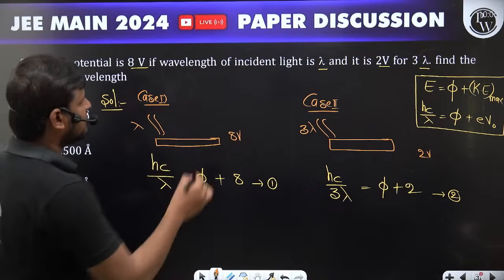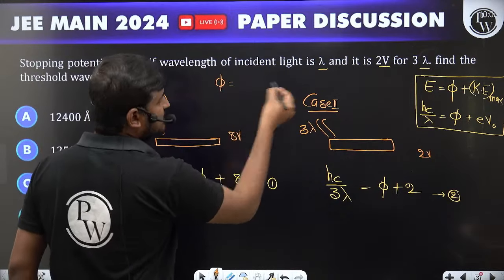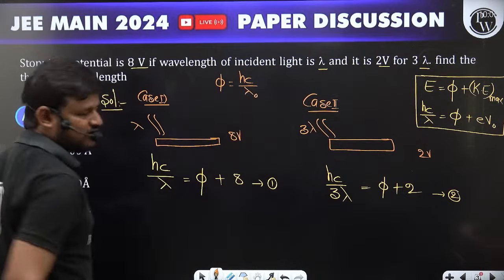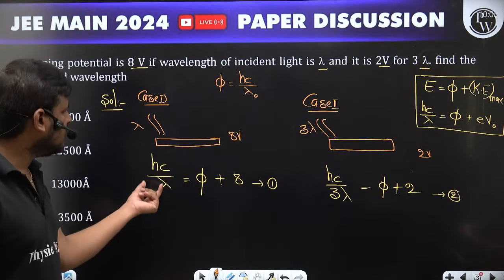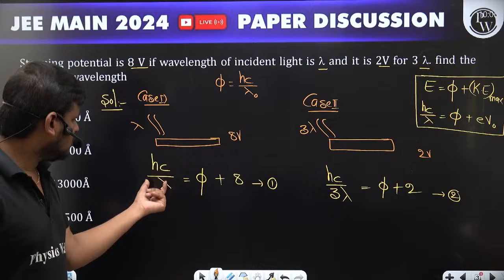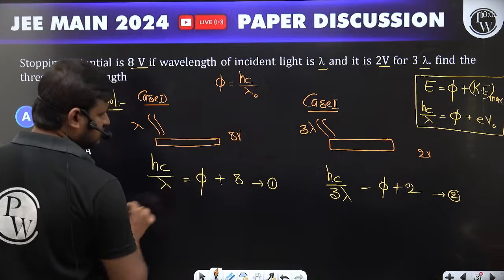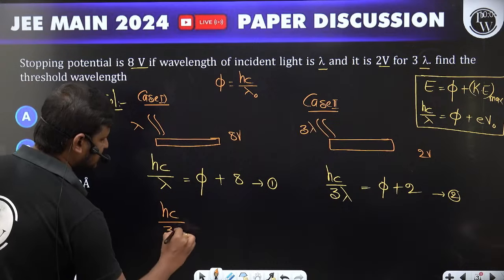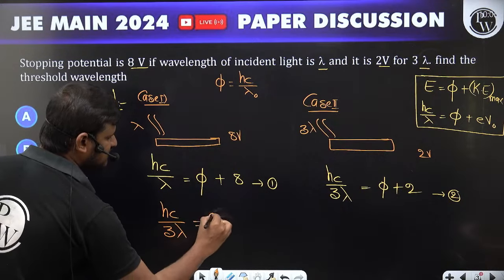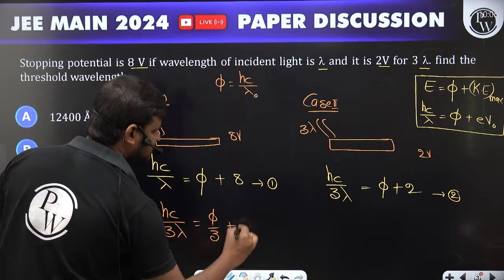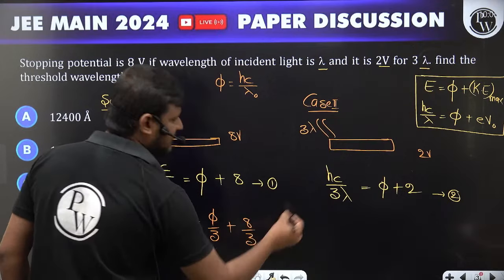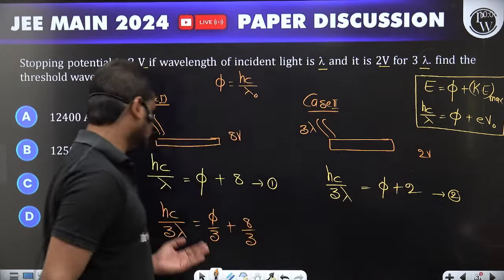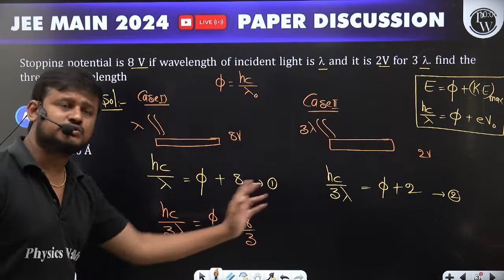The final thing that we have to find is the threshold wavelength. So phi equals hc by lambda naught. From here, you can do some calculations. Let me divide equation 1 by 3, because this becomes hc by 3 lambda. So this is phi by 3 plus 8 by 3. And this equation is already hc by 3 lambda equals phi plus 2. Now simply subtract these two equations.